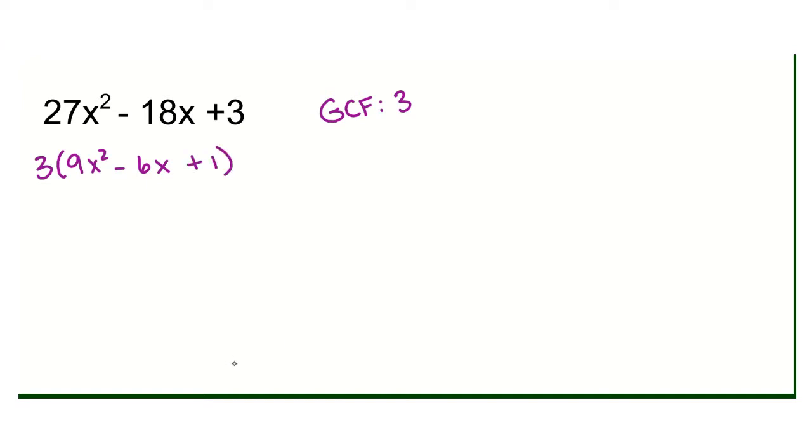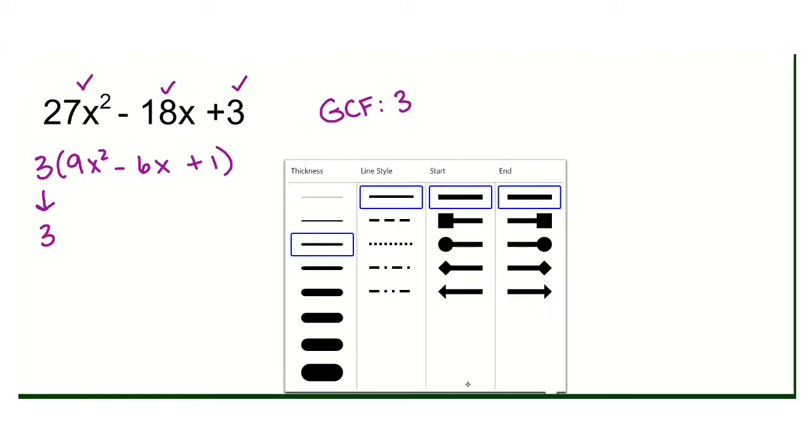Again, we can check our work to see if we did it correctly. 3 times 9x squared is 27x squared. 3 times negative 6x is negative 18x. And 3 times 1 is 3. So I know that 3 is going to be a part of my answer. So I'm going to go ahead and write that down. That way I don't forget about it.